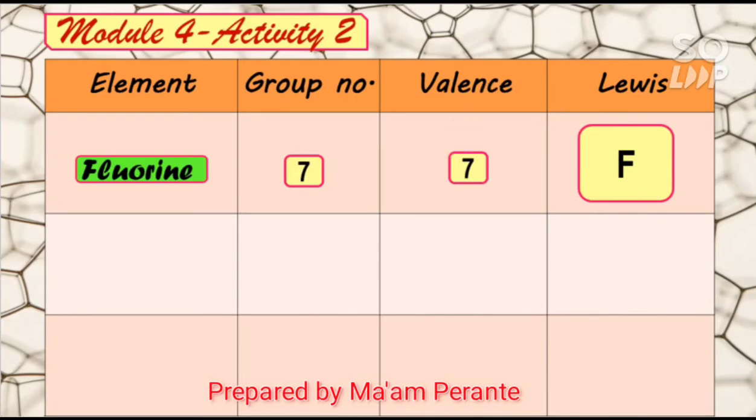So we have to draw 1, 2, 3, 4, 5, 6, 7 dots. So there you go. This is the Lewis symbol now of fluorine. Next in line, we have aluminum. So what do you think is the group number of aluminum?